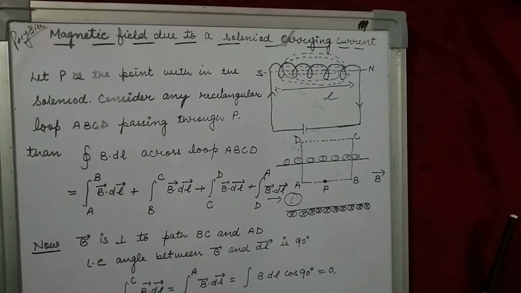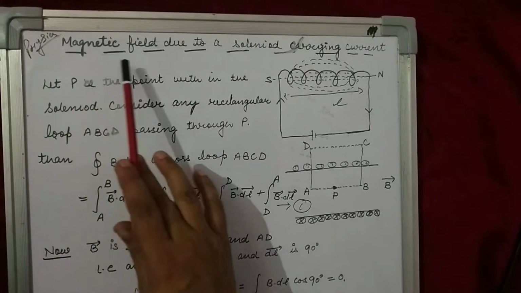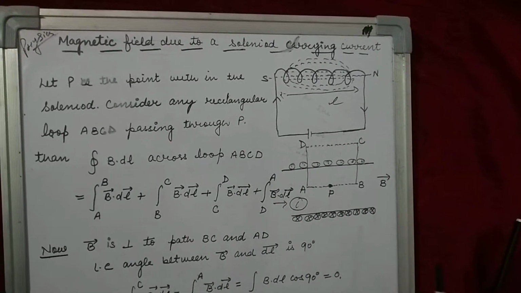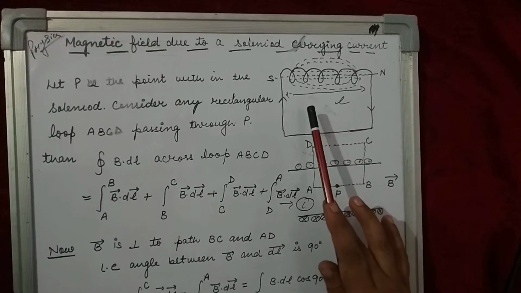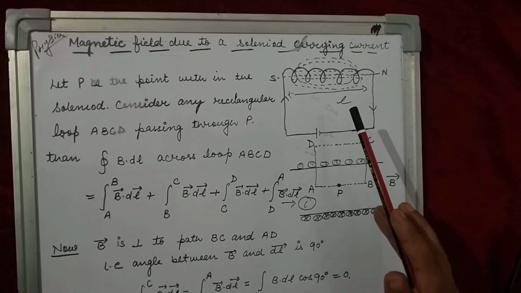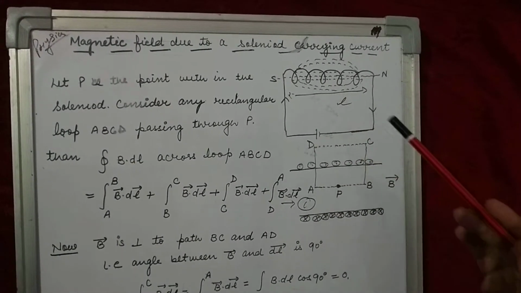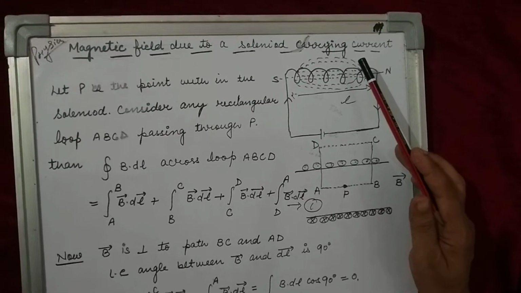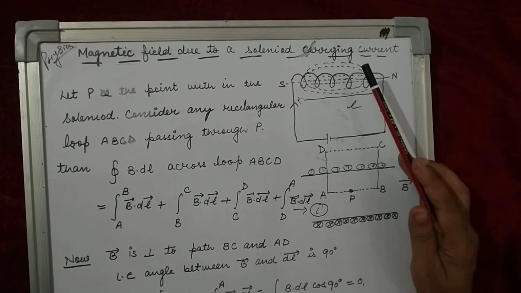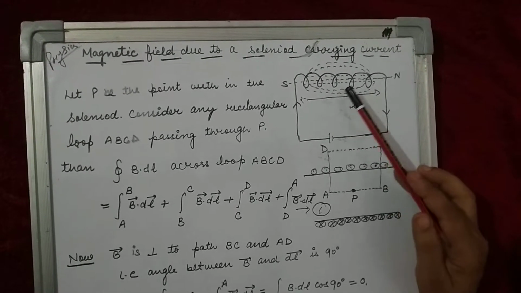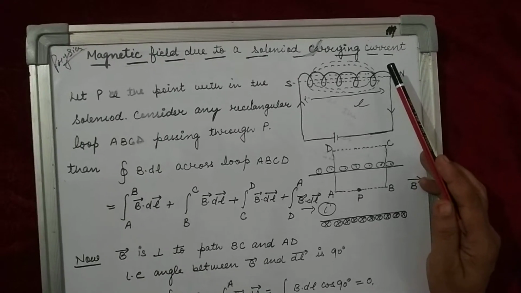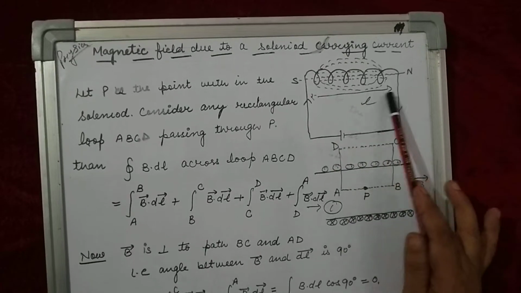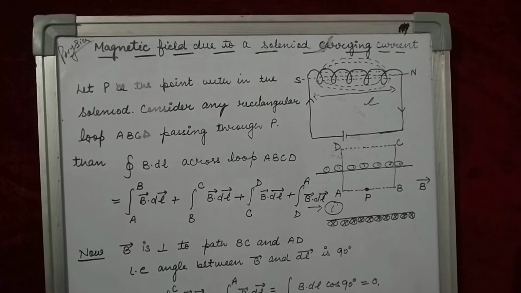Today we will discuss our topic: magnetic field due to a solenoid carrying current. First of all, what is a solenoid? A solenoid is a cylindrical coil of many tightly bound turns of insulated wire, having its diameter smaller than its length. L is the length of the solenoid.